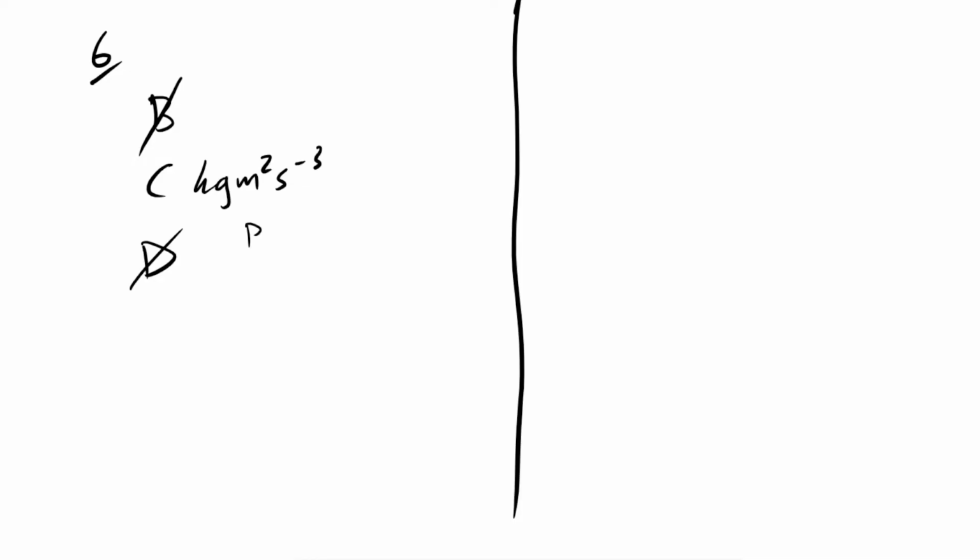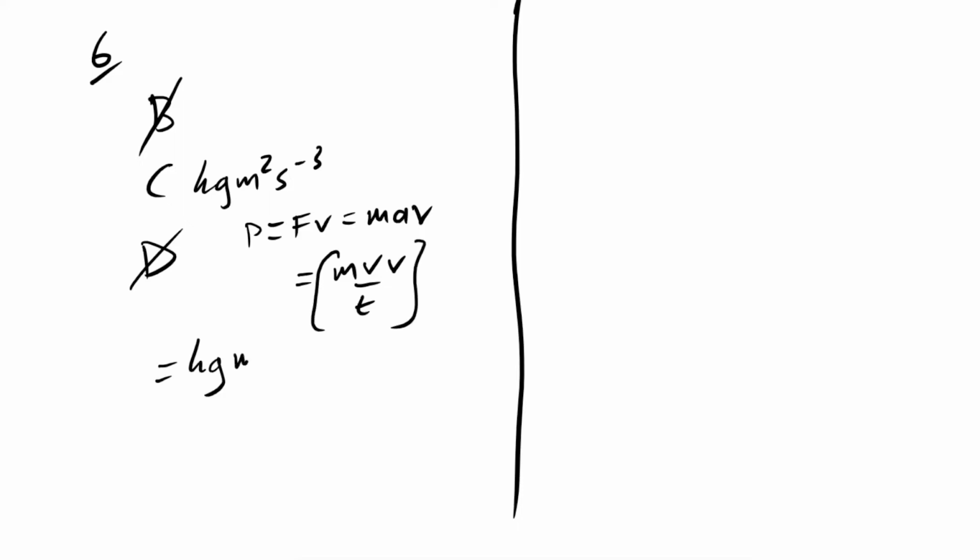Let's have a look. Power is equal to force times velocity, and we know that force is mass times acceleration, so then power is mav. We know acceleration is speed divided by time, so that's mv squared over t. So what do we have? The units of this are kilograms, meters per second times meters per second, divided by seconds. So actually we end up with, yes, kilograms, meters squared, seconds to the -3.